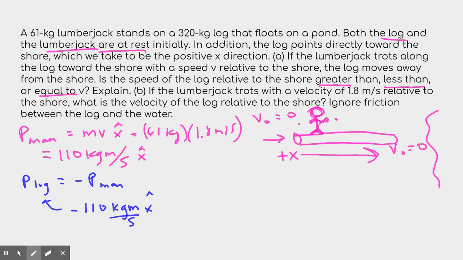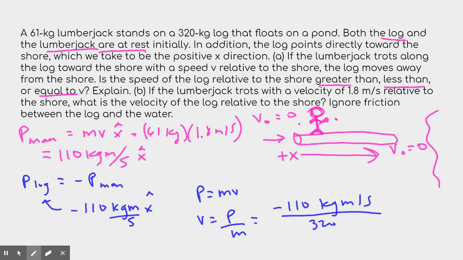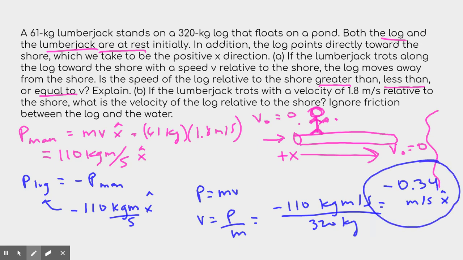And then we can rearrange the momentum equation to solve for velocity, and plug in our information here. And the log's mass is 320 kilograms. And that will bring us to a final answer of negative 0.34 meters per second, and that is in the x direction. So always indicate your direction to me when you are finding the velocity. And it states velocity, so it wants you to give the direction.